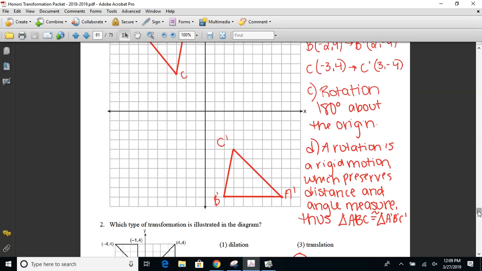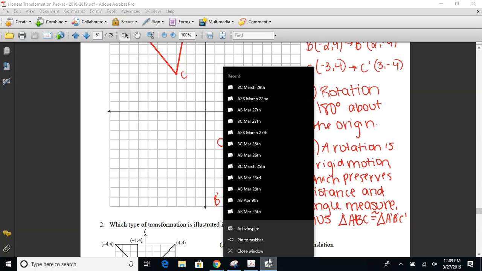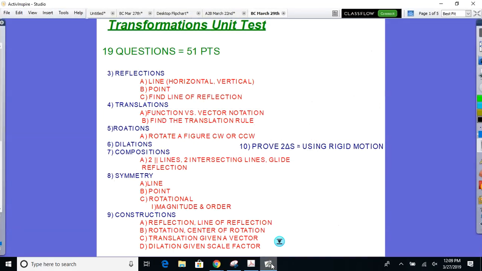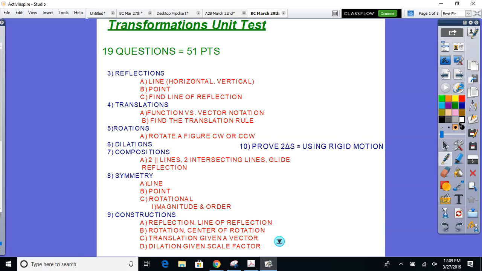There are no review problems I'm suggesting this unit out of the textbook. It is all out of the back of your packet. All right, so let's start here. Reflect the 19 questions, 51 points. You guys will have plenty of scrap graph paper if you need it. Let's first start with reflections.